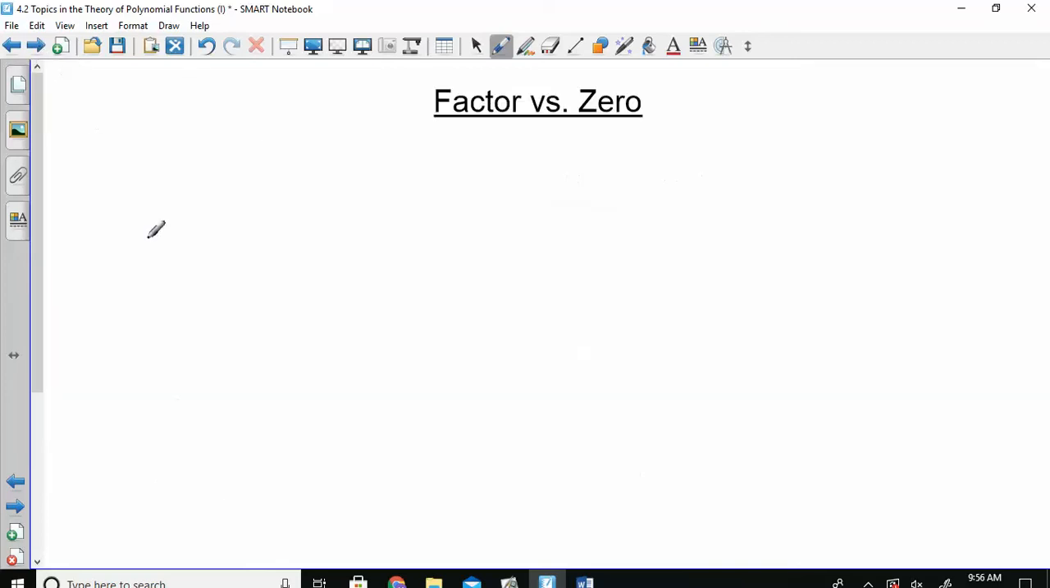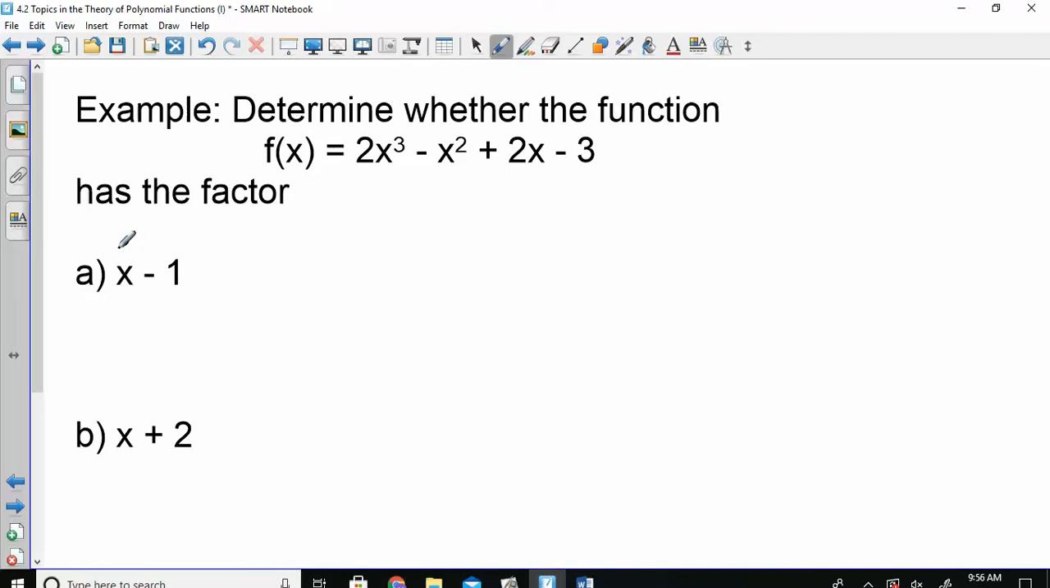So first, if I want to know if something's a factor, there's essentially 2 ways of doing it. The first one is doing synthetic division. And if I'm doing synthetic division and I want it to be a factor, what am I looking for at the end? A 0. So let's do this one with synthetic division. If x minus 1, what would I put out in the box? 1. Okay, then my coefficients would be 2, negative 1, 2, negative 3.